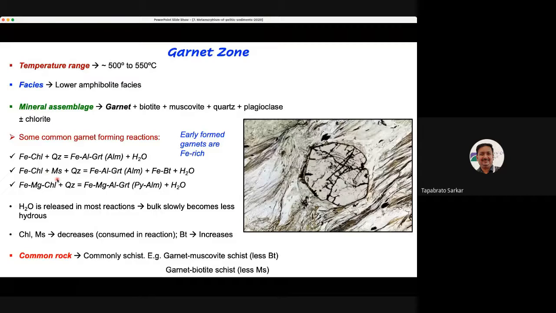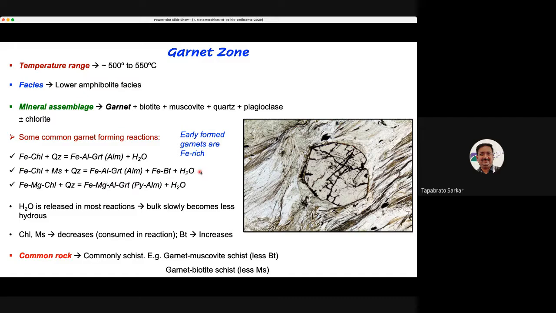If you can see this reaction as well, muscovite here is the potassium bearing mineral taking part in the reaction, right? Now, garnet, which is forming from chlorite and quartz, does not have potassium in its structure. So what has to form is biotite, the other mineral which takes up potassium. This is what I said.